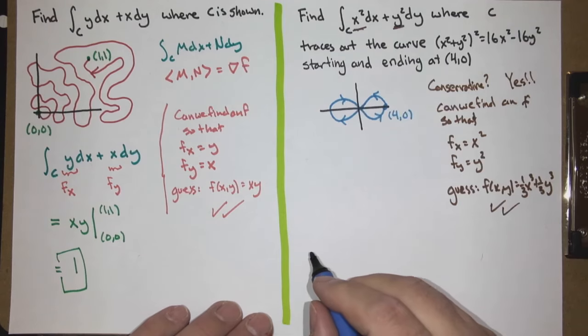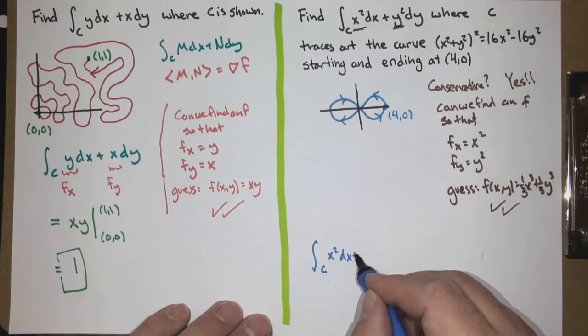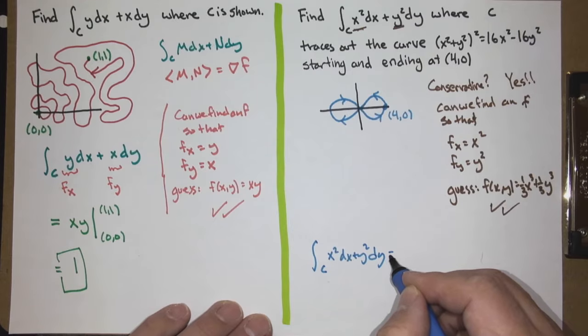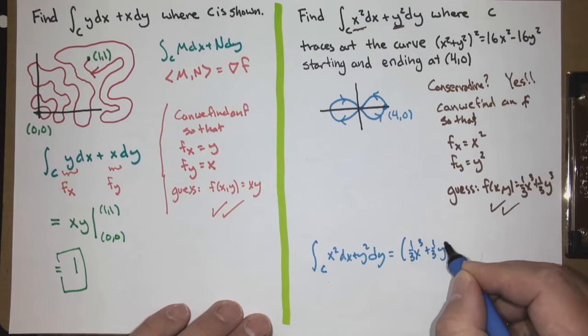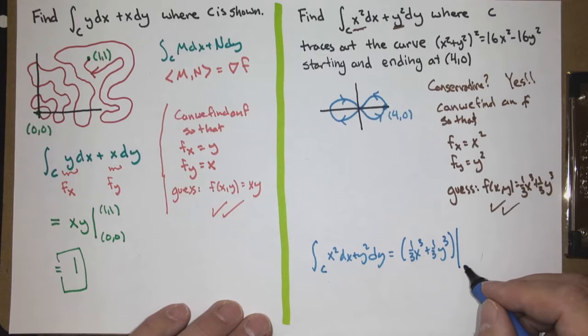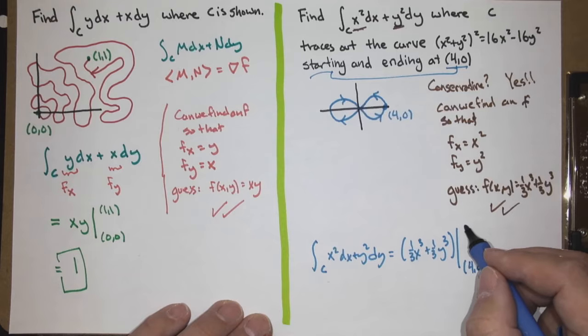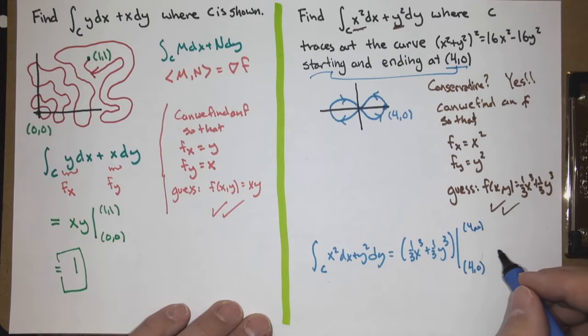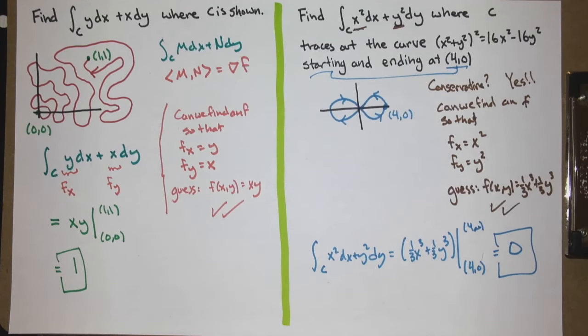All right, so what's our answer? Well, according to this, the integral along the curve of x squared dx plus y squared dy is equal to 1/3 x cubed plus 1/3 y cubed evaluated from, where do we start? 4, 0. Where do we end? 4, 0. So what's the answer? 0. Now, you should say, oh, it's 64 thirds subtract 64 thirds. Yes, which is still 0.